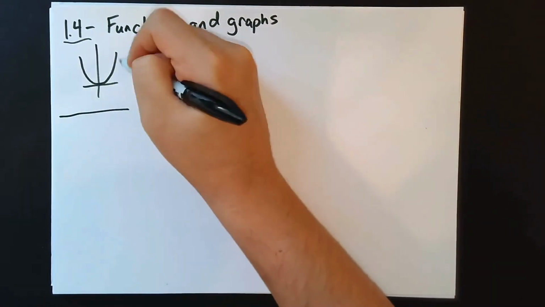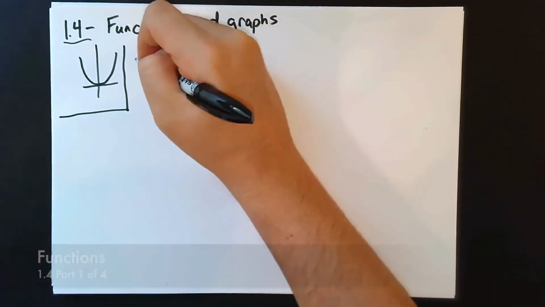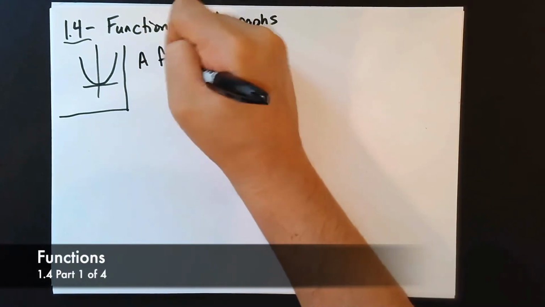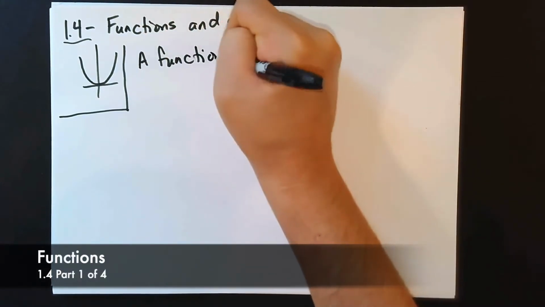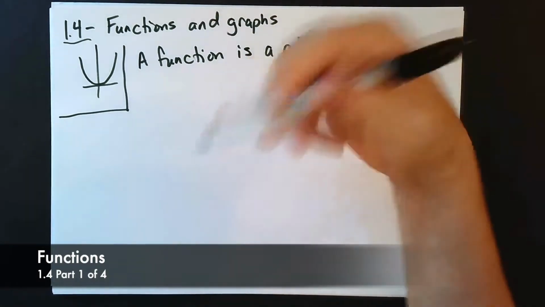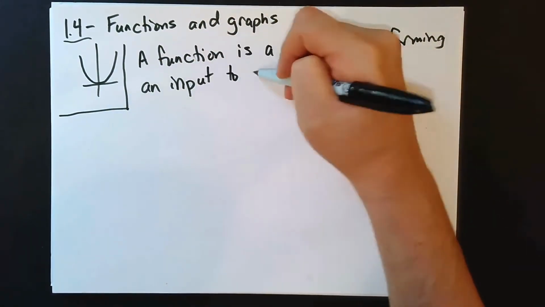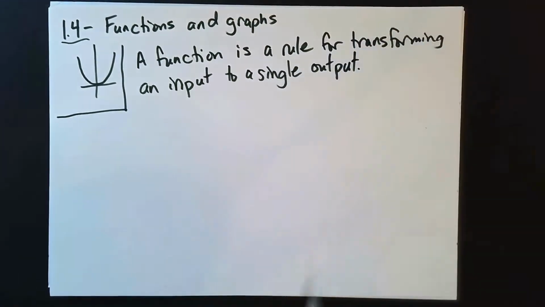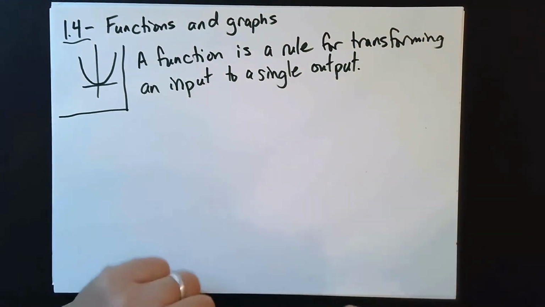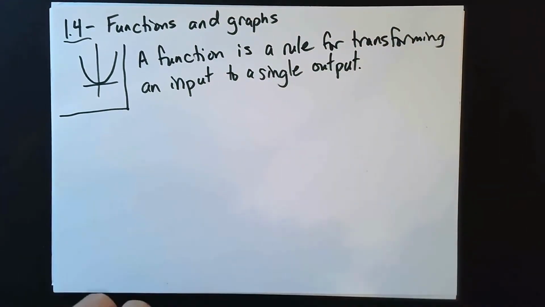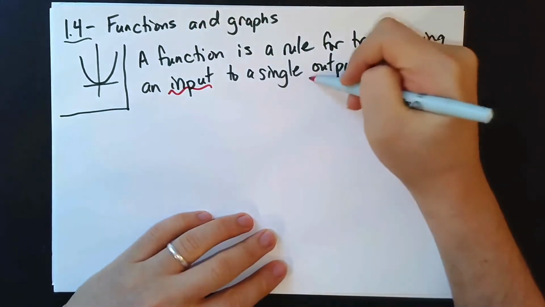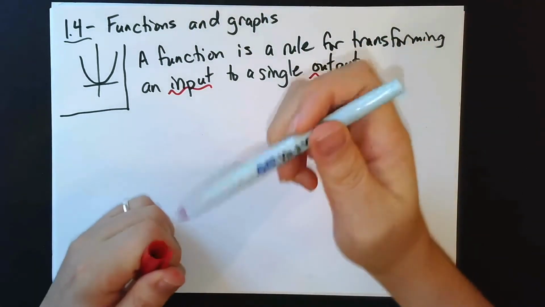Okay. But before we talk about graphs, let's talk about functions. So what is a function? A function really is just a rule for transforming an input into a single output. And really, if you just focus on the words input and output, you're most of the way there to understanding what it is a function is supposed to do.